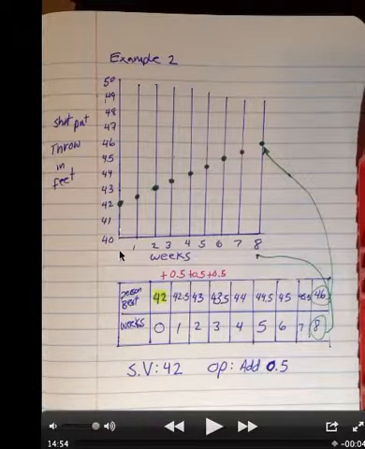So again, this is the start value, and we have done the operation 0 times. We perform the operation once, twice, 3 times, and so on.